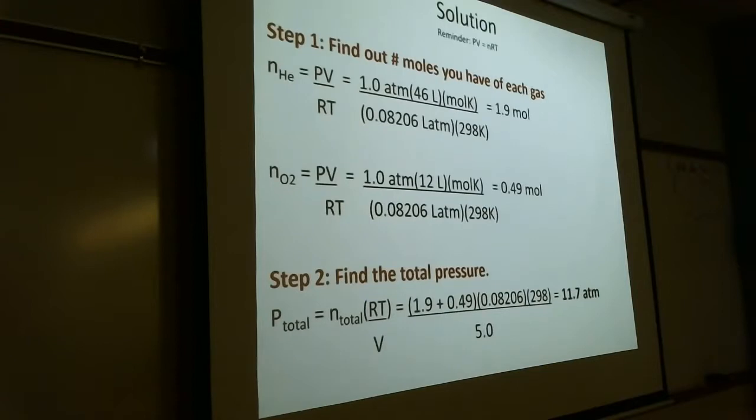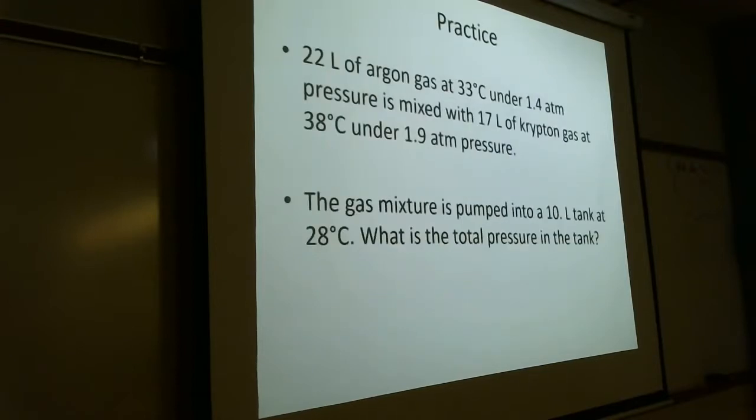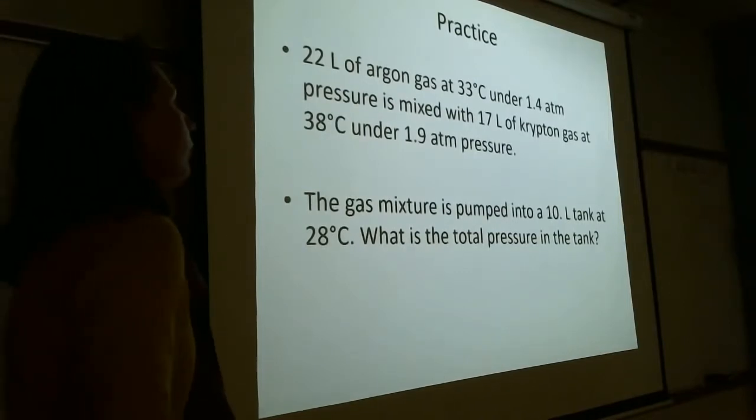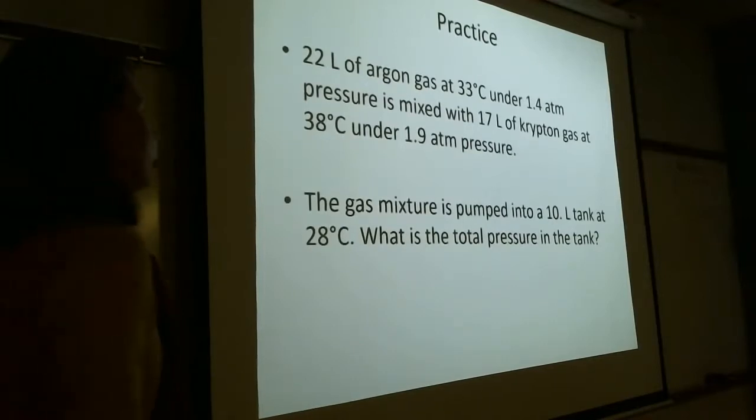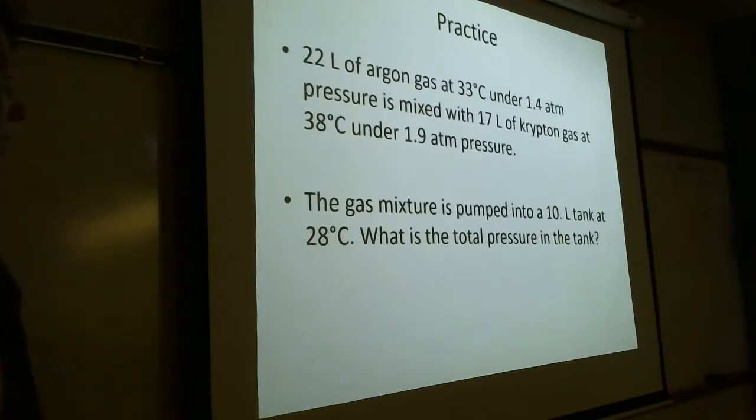Makes sense? Ready to try one for yourself? Okay, try this one. 22 liters of argon gas at 33 degrees Celsius under 1.4 atmospheres pressure is mixed with 17 liters krypton gas, 38 degrees Celsius under 1.9 atmospheres pressure. The mixture is pumped into a 10-liter tank at 28 degrees Celsius. What's the total pressure in the tank?